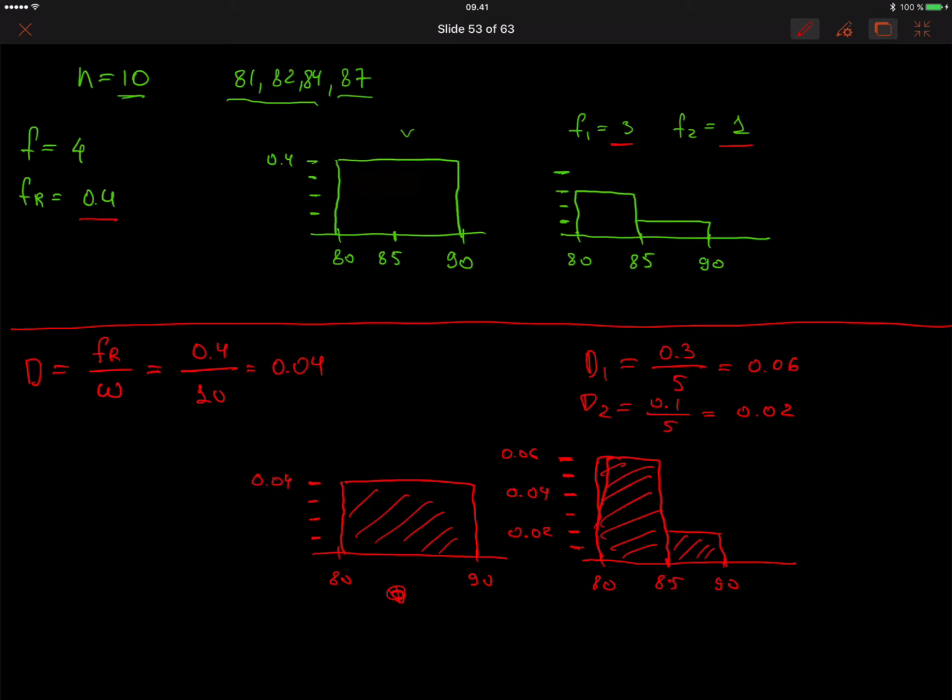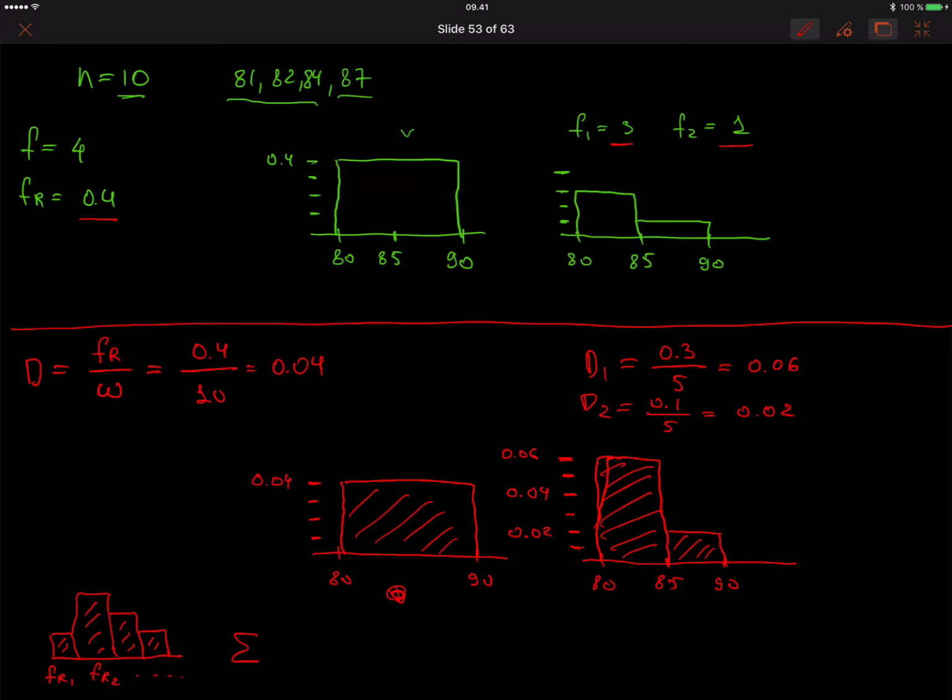Okay, another property is the following. Think. We have relative frequencies, right? So let me make another distribution like this. We know that the area of each bar corresponds to the relative frequencies. So we have a relative frequency here for the first bin, a relative frequency here for the second bin, and so on. What happens if we take a sum of all areas?